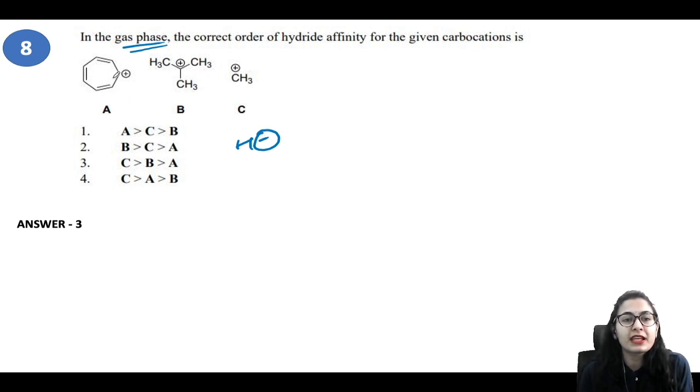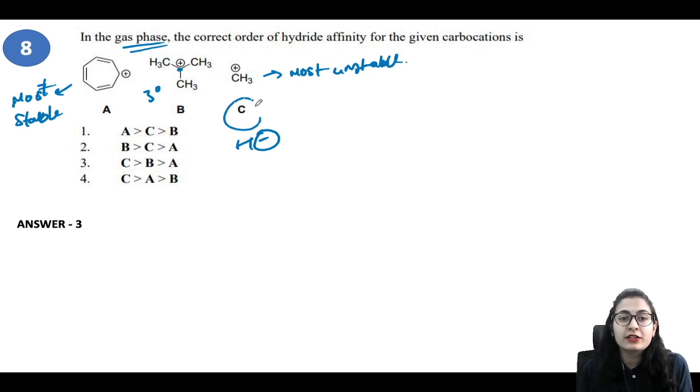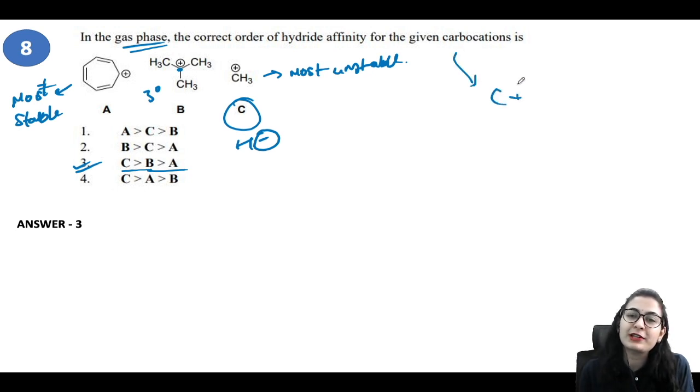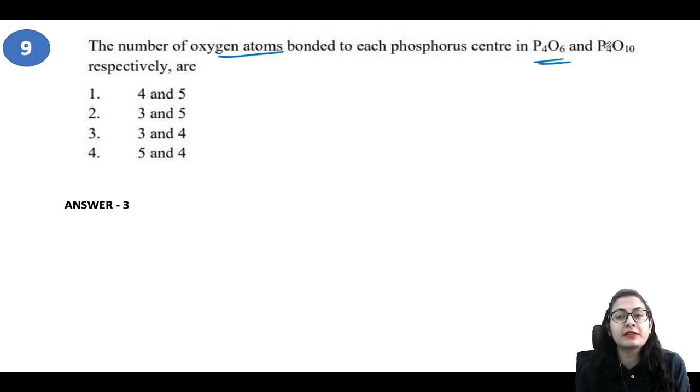So what do we see? That this is the most stable one. This carbocation is most stable, and that's why it does not want a hydride. This is also stable. This is 3 degree. This is the most unstable, and that's why it is going to need the hydride maximum. So C greater than B greater than A is the very simple answer that you have for the hydride affinity. And the question is a GOC question which is directly asking you the order of stability of carbocations, nothing else.